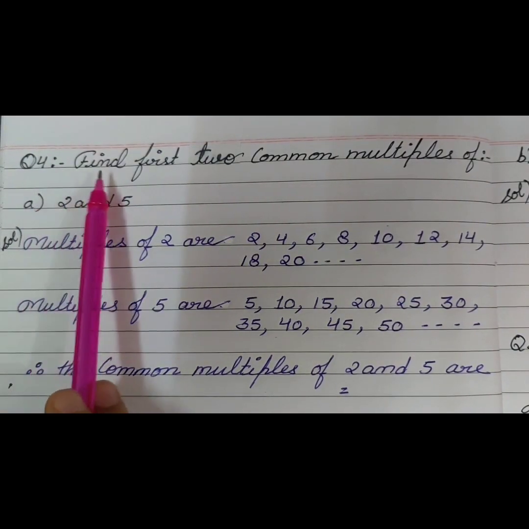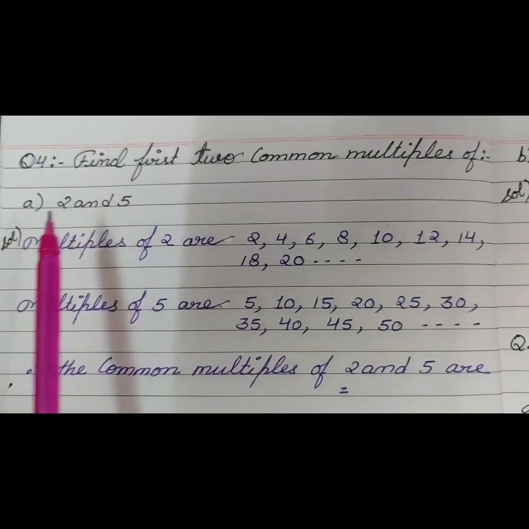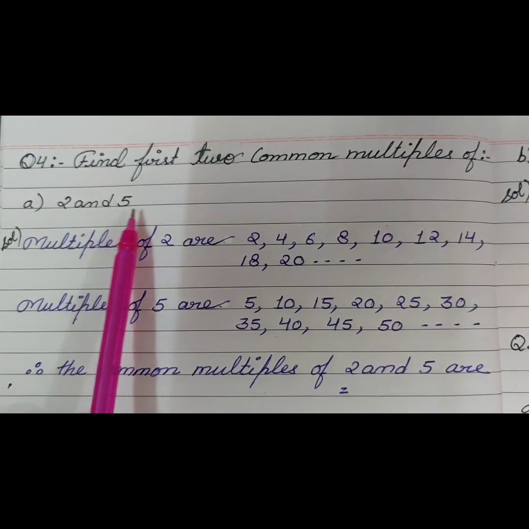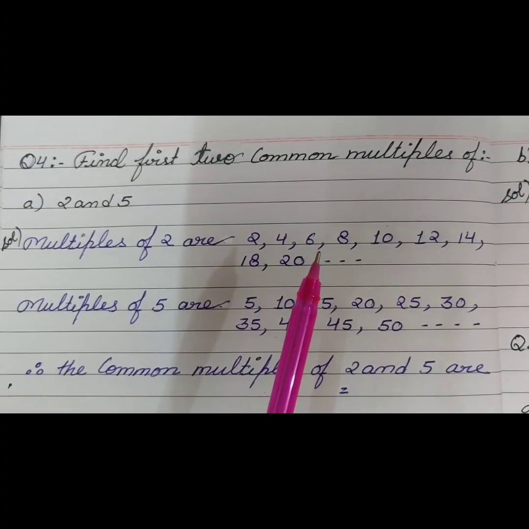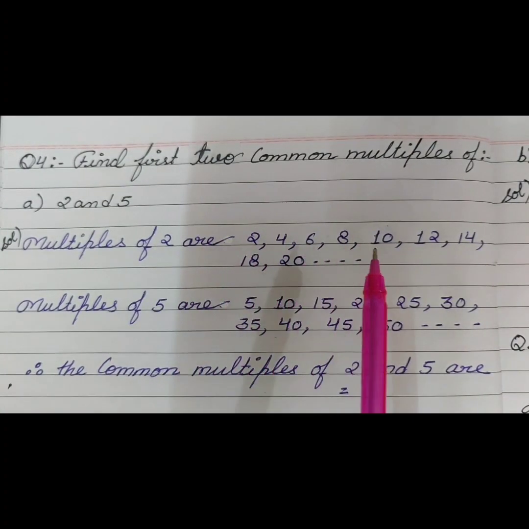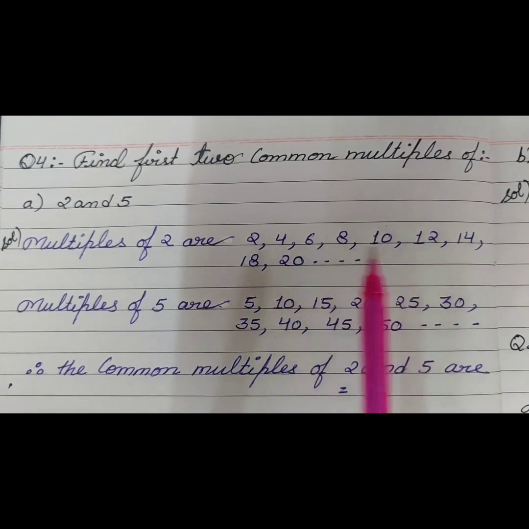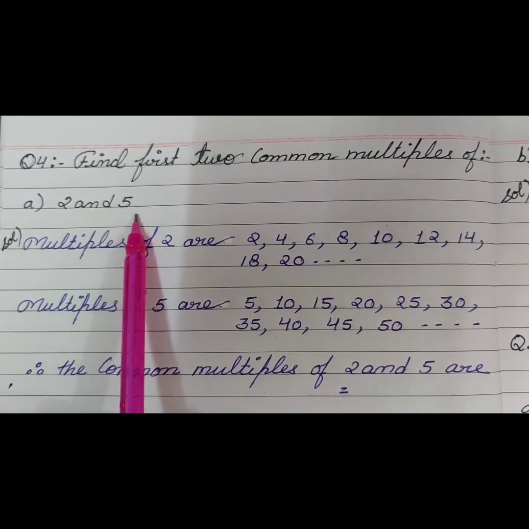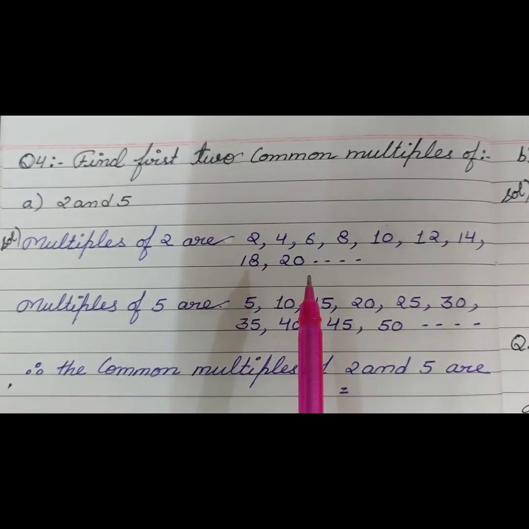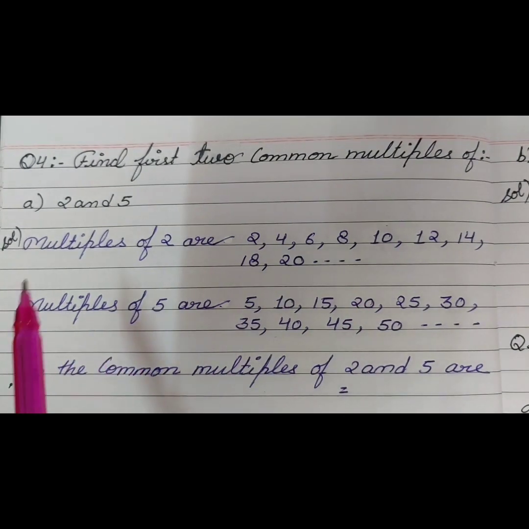Question number 4. Find first 2 common multiples of A part 2 and 5. We all know how to find multiples. Now in this question we have to find out common multiples. Common multiples means first we will find out the multiples of the given numbers 2 and 5. After that we have to find out the common multiples among them.